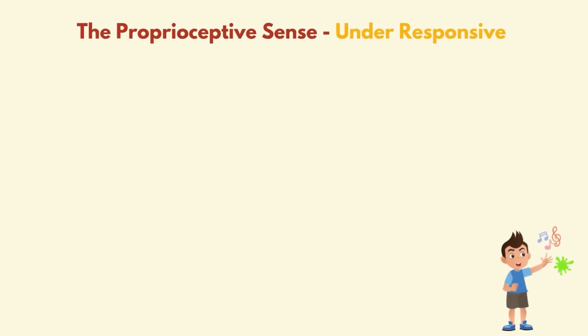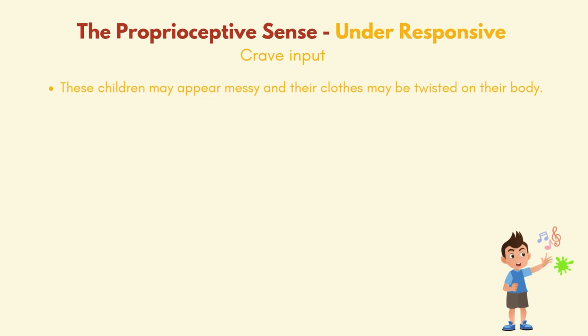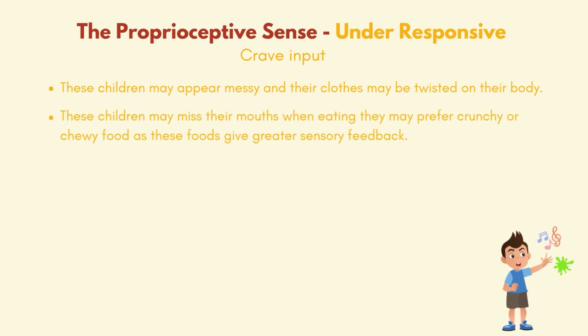Under-responsive children in relation to proprioceptive feedback may crave input. These children may appear messy. They may have untidy clothes. These children may be messy when eating. They may miss their mouths when feeding. They may prefer crunchy or chewy foods.